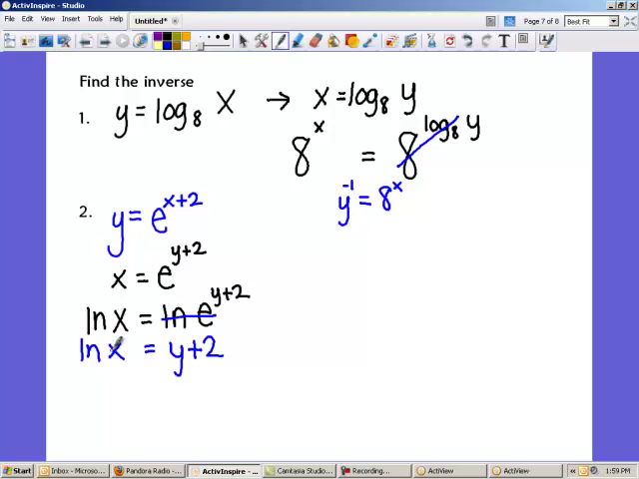Now we still haven't solved for y. The only thing we need to do is subtract the 2. So if we subtract 2 on both sides, we have ln of x minus 2 equals y now. Now it's solved for y. This is our inverse. We'll put the little -1 up top.